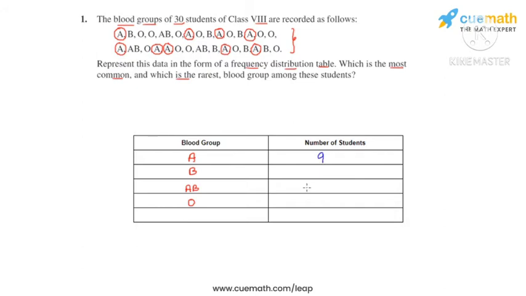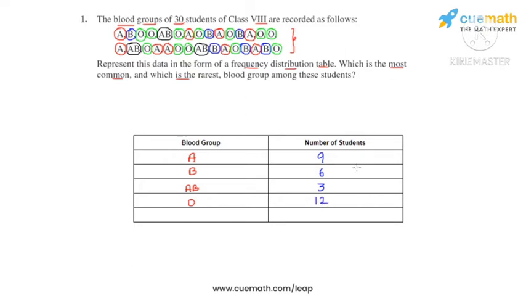Then let's find out the number of students who have got the blood group B. So as we can see, there are 6 students who have got the blood group B. Our next step is to find the number of students who have got the blood group AB. So you can see that there are only 3 students who have got the blood group AB. Then we will be finding the number of students who have got the blood group O. So there are a total of 12 students who have got the blood group O.